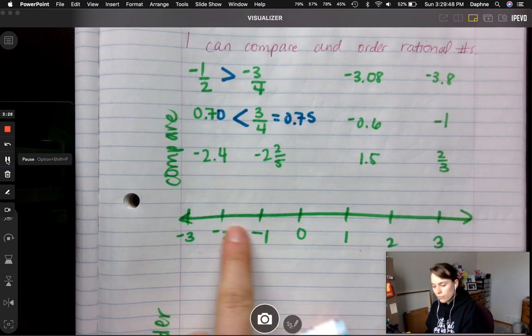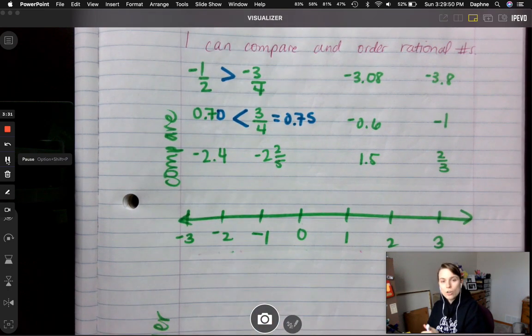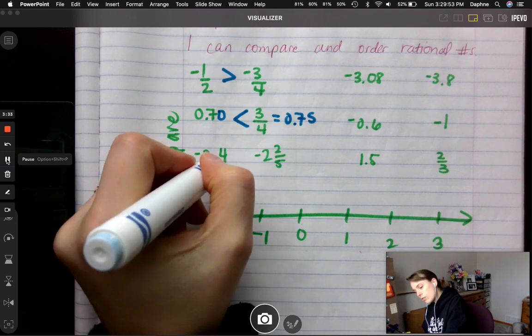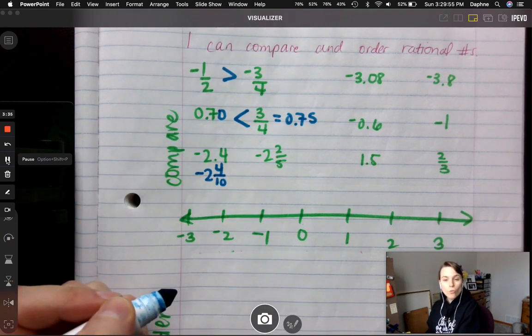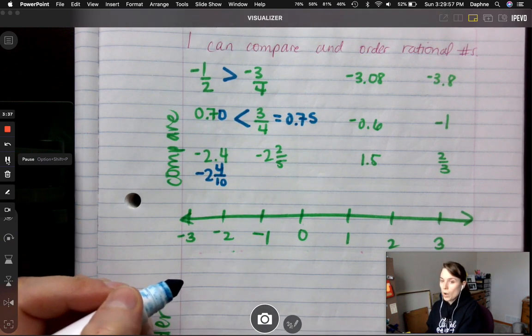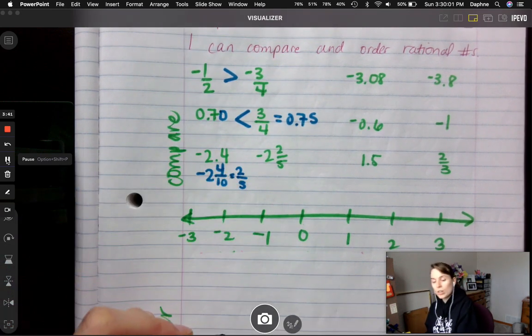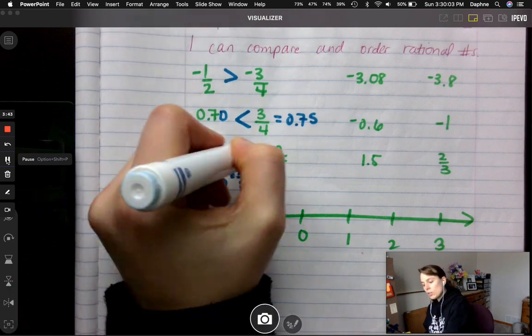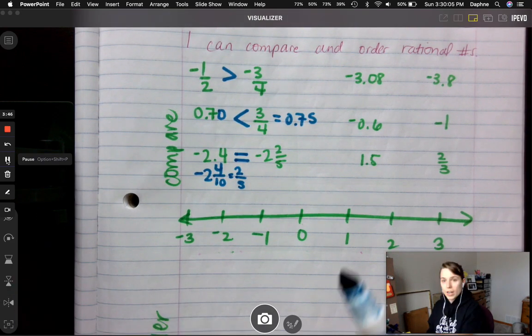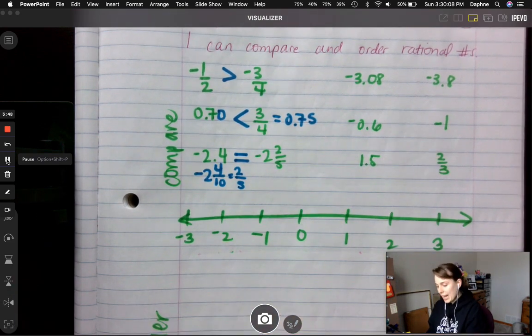-2 and 4/10, which is down here. Notice when I write -2 and 4/10, 4/10 can be simplified into what? You got it, 2/5. So what symbol goes in between? Equal to. All right, and then up here, -3 and 8/100.